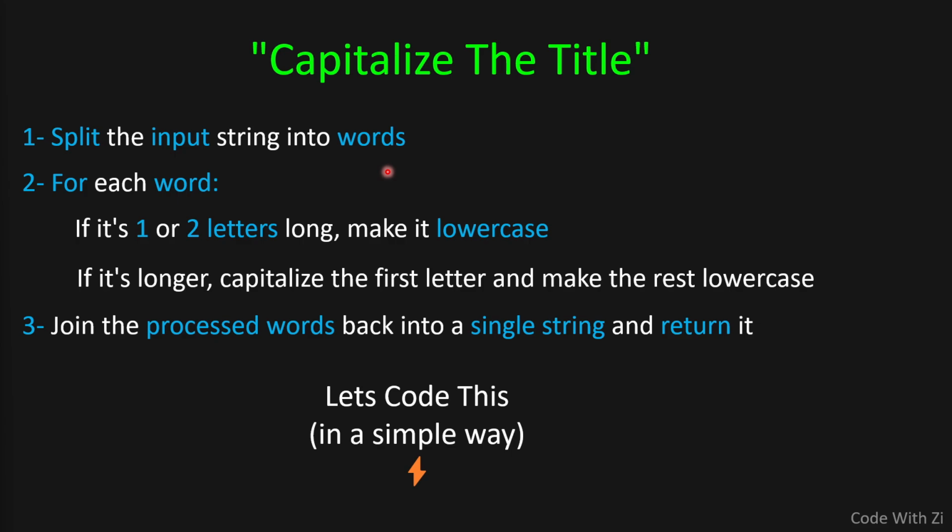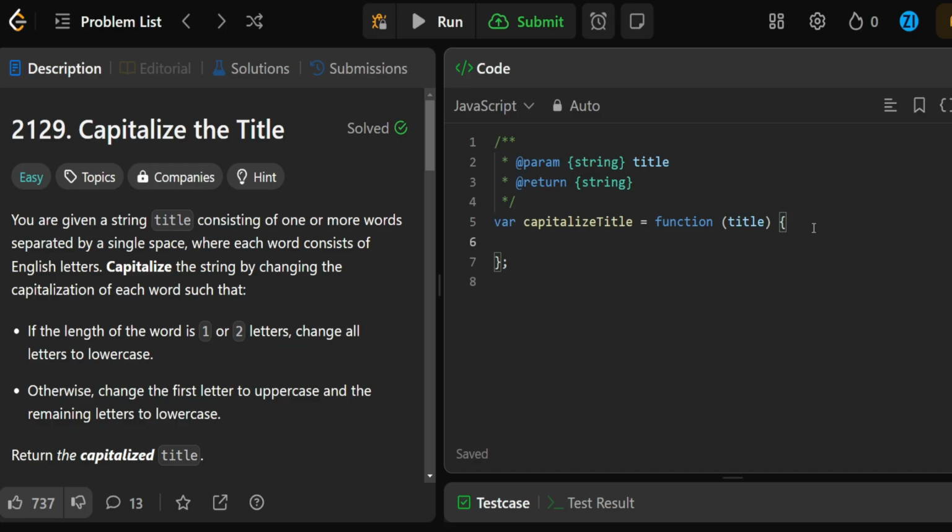Now let's code this in the simplest way possible. Alrighty, let's code this together. So just like we saw on the slides, we only have 3 steps. The first step is that we're gonna define an array. We're gonna call it words, and this is gonna be equal to title split by a space. And this is gonna give us our array.